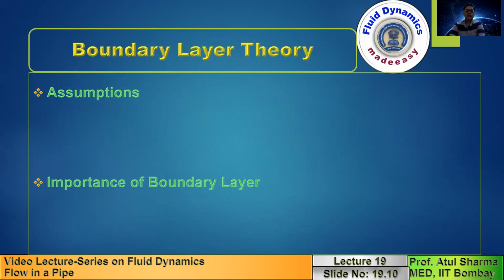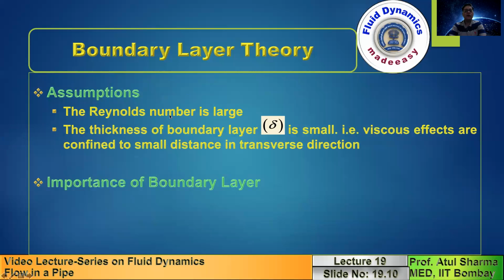Now I'll discuss the assumptions for the boundary layer theory and also the importance of the boundary layer, and the analytical procedure used to obtain the solution using the boundary layer theory. One of the biggest assumptions is that we consider the Reynolds number as large. Once we consider the Reynolds number as large, the thickness of the boundary layer becomes small, and viscosity effects are confined to a small distance in the transverse direction.